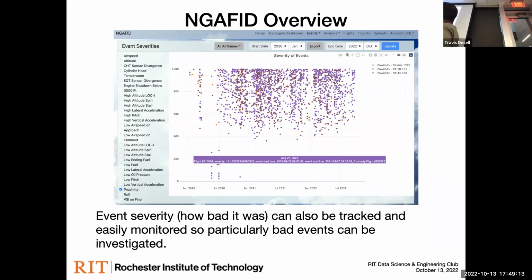But anyways, we provide severity metrics. So given a particular event, say you had a high pitch event, how high was the pitch? That's the severity. So one of the operators looking at this data can go in and say, in the case of proximity, lower is worse because that means they got closer together than they should have. Click on one of these and see, okay, what happened in these 2 flights? Do I need to yell at a particular pilot or something like that? Also, do note, some of these proximity events aren't necessarily bad because if you have aircraft flying in formation, they're going to be close to each other.